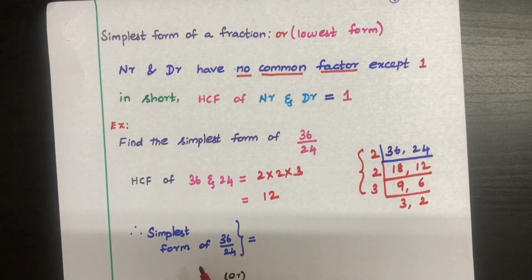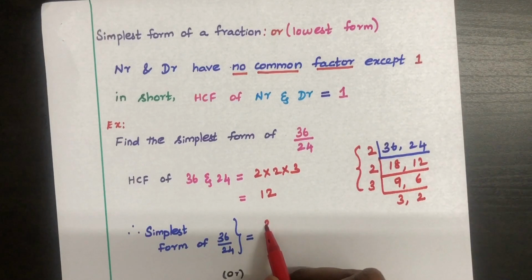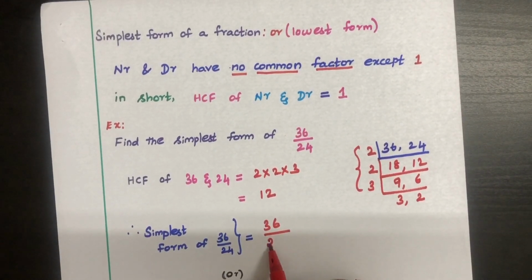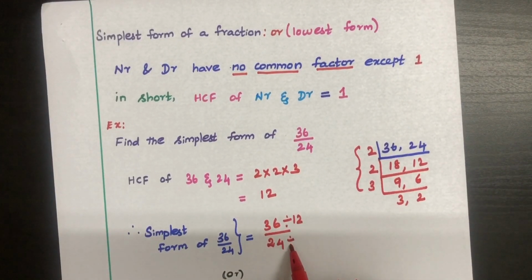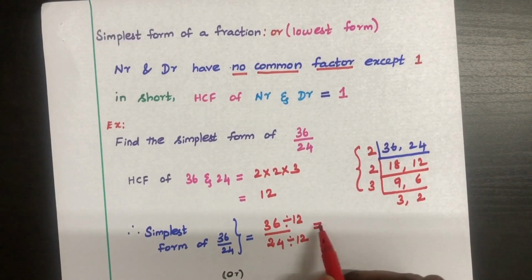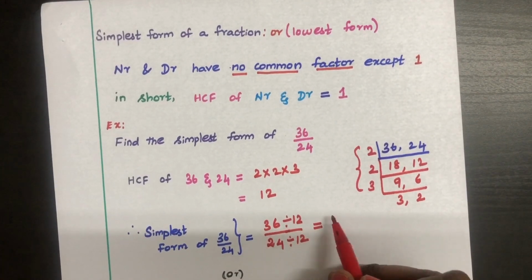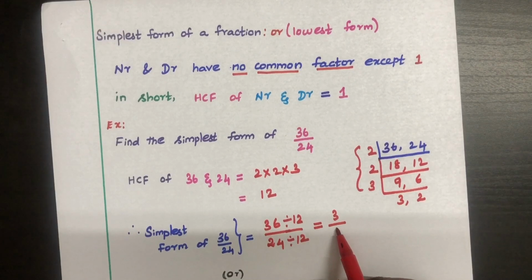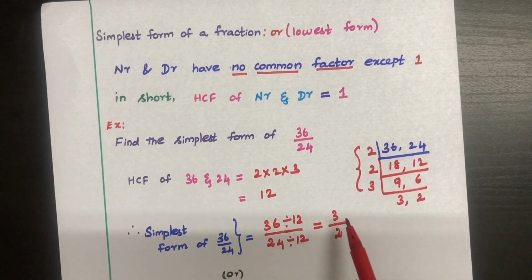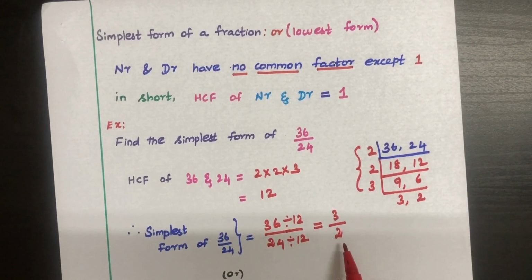Okay. So we are going to divide this 36 and 24 by 12 in the numerator and the denominator. This is equal to, see here, 36 divided by 12 gives us 3 and 24 divided by 12 gives us 2, 3 by 2. So there is no common factor between 3 and 2. This is our simplest form. Further we cannot cancel the numerator and denominator. This is in simplest form.